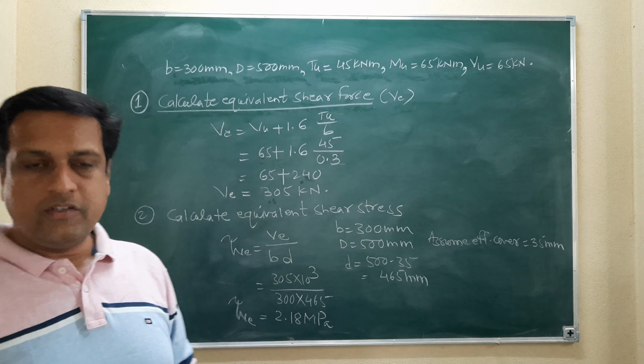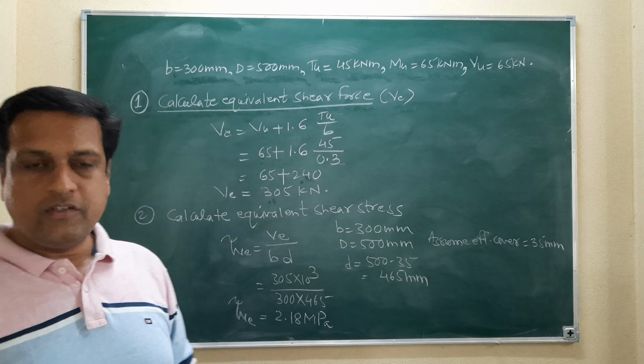Now what do you have to do next? We have tau VE. Now you have to find two more shear stresses: one is tau C and one is tau C max. So in the next step, calculate the permissible shear stress.